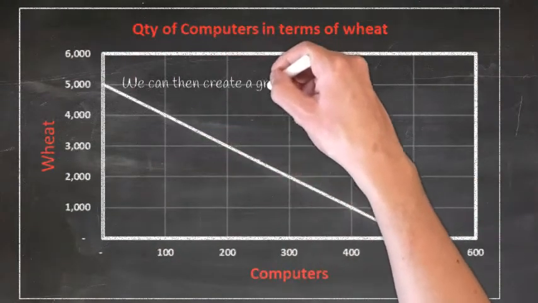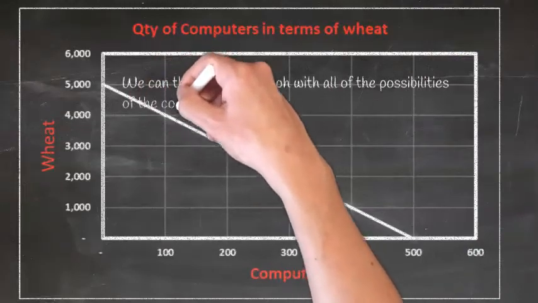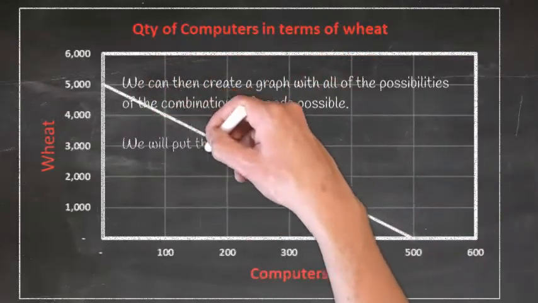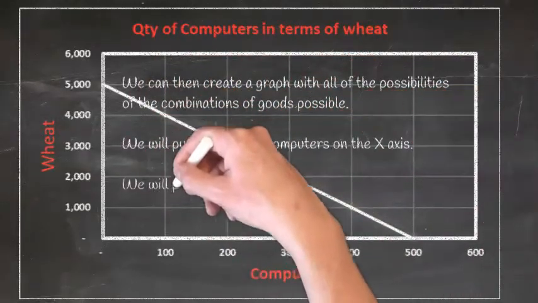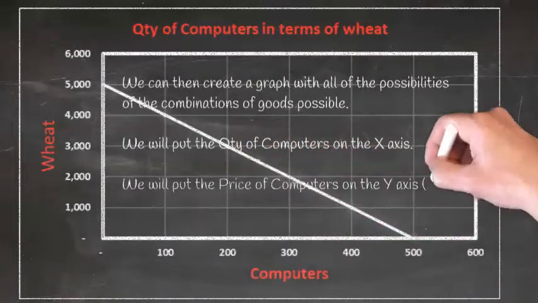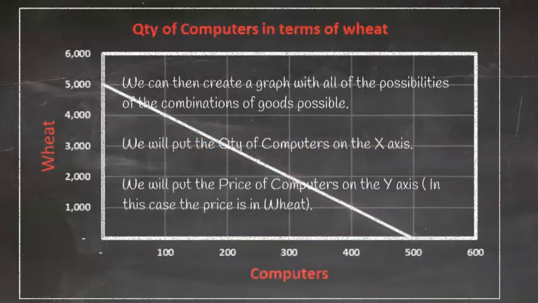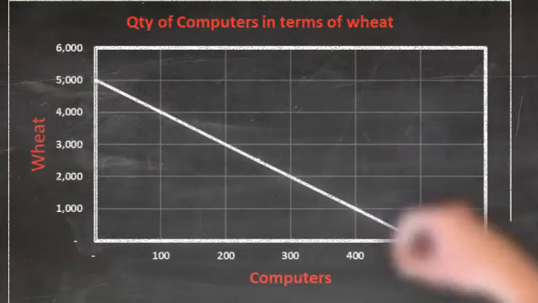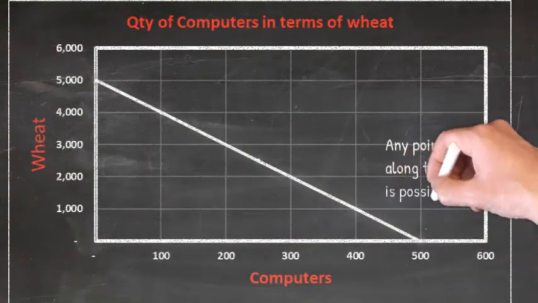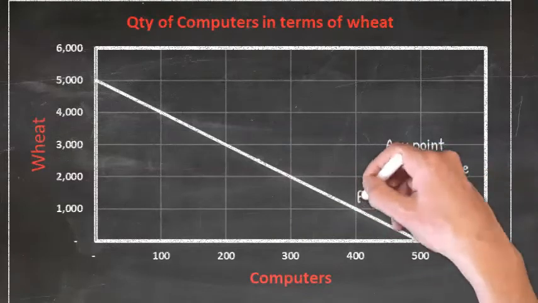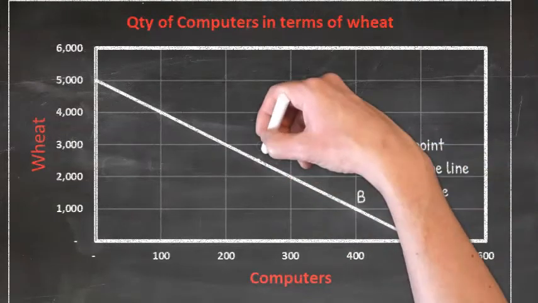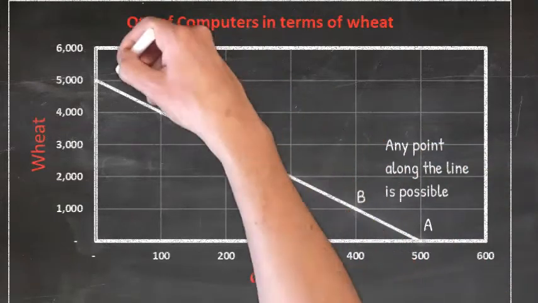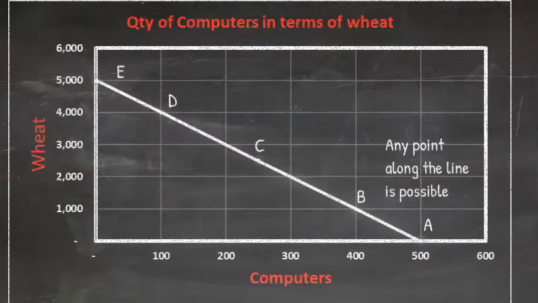We put our quantity of computers on our x-axis, our price in terms of wheat on the y-axis, and we can graph what is possible for our production out of that standpoint. 5,000 wheat and 0 computers, or 500 computers and 0 wheat, or anywhere along that line. We could be on the end with all computers, or all the way back up to the end with all wheat.